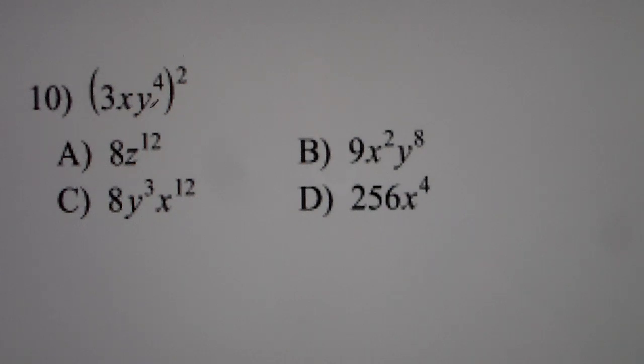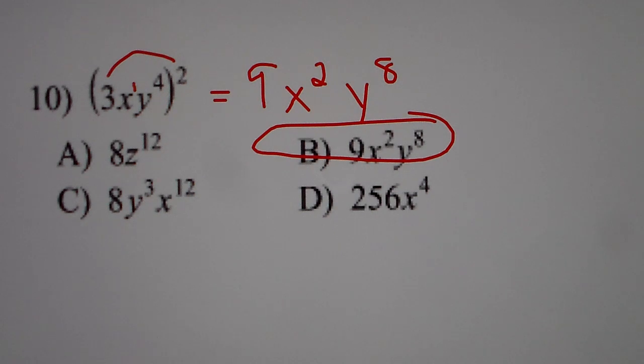All right, 10. Parentheses 3x y to the 4th, to the squared power. Well, 3 squared you know is 9, because 3 times 3 is 9. X to the power of 1, well 1 times 2 is 2, so it'll be x squared. And then y to the 4th, 4 times 2 gets us 8, so it'll be y to the 8. Sorry, answer for number 10 is B.